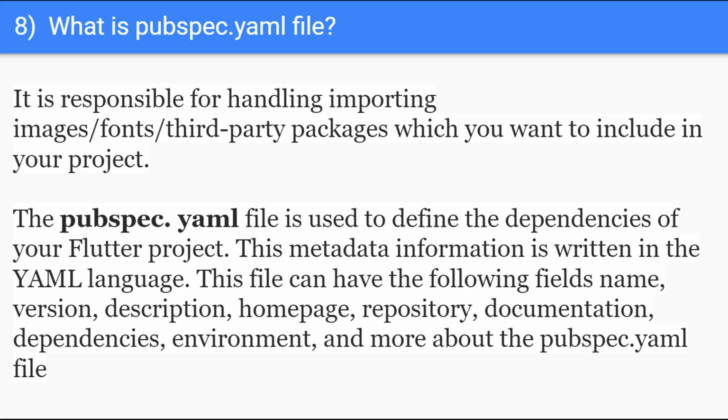Eighth question is what is the pubspec.yaml file? Basically it's a very important file for handling all the important things in our project like images, fonts, third-party packages. All of these you need to write inside of it, and also our project details like project name, version, description, and also the dependencies and environment variable path you need to pass inside of it.